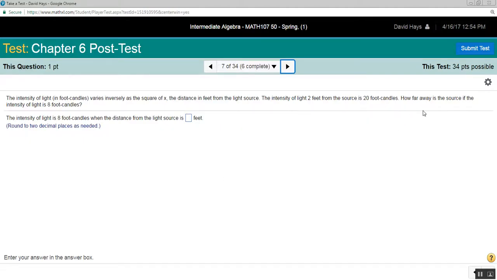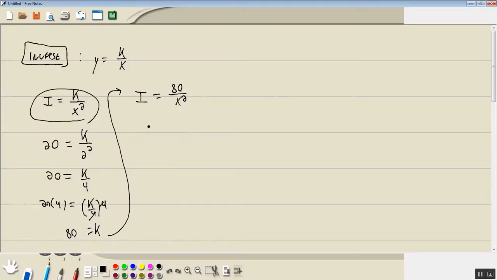Now let's see what they really want. How far away, so that's what is x? How far away is the source when the intensity of light is 8 foot candles? So it's telling us I is 8. Now this is a rational equation at this point.